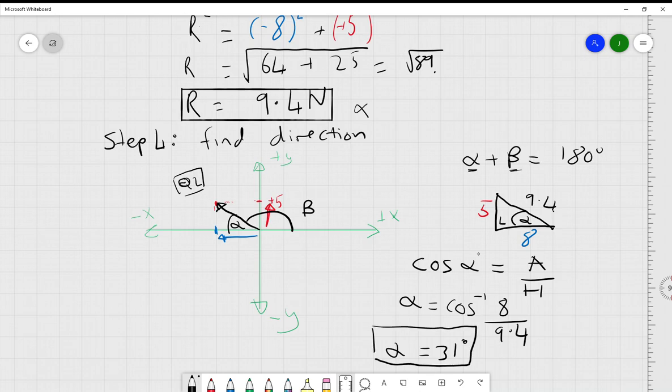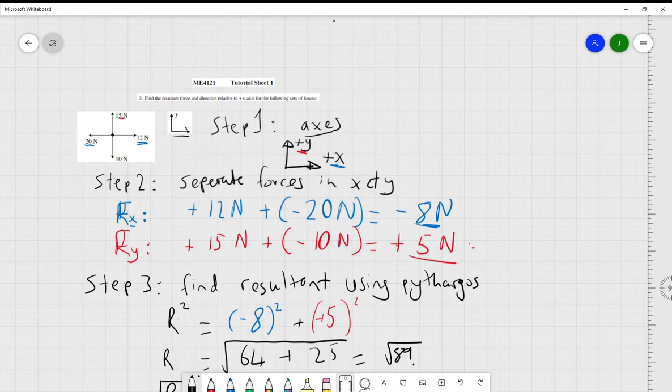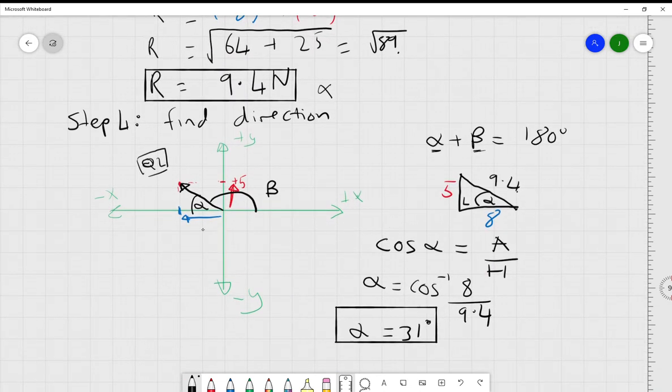We're not there yet because remember, what did the question ask? This is where people fall down: they just get that nice degrees and think, I'm done. We have found the resultant, check. Direction, yes, but we haven't found it relative to the x-axis, and that's what beta is. Let's scroll down, and if you're wondering what I mean, the question asked us for this direction relative to the positive x-axis. This alpha is actually relative to the negative x-axis. So if you gave me that 31 degrees, which is correct, it is 31 degrees from the negative x-axis, that's not correct. So we need to find beta.